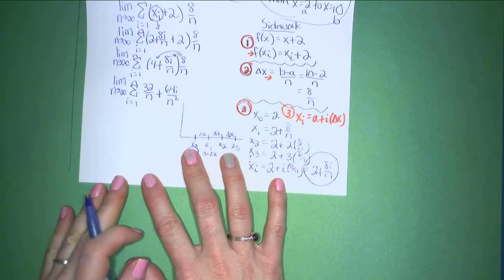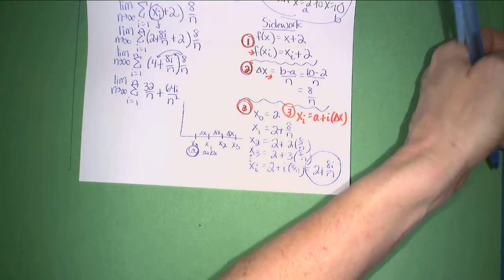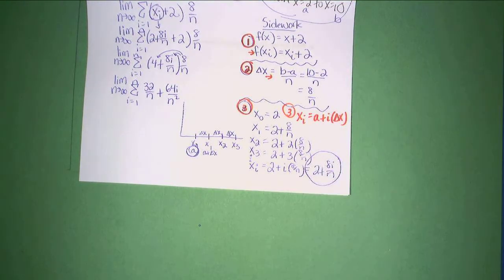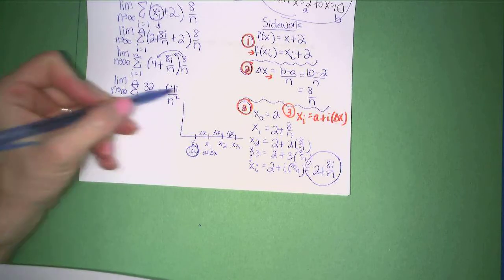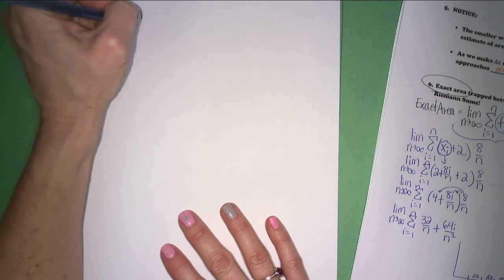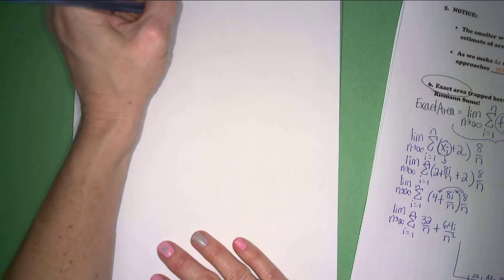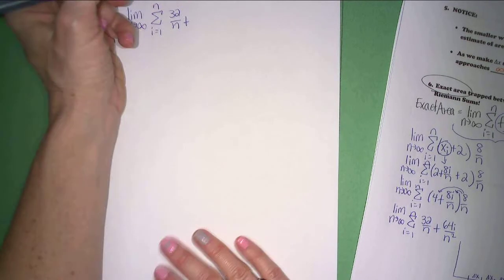Okay. Now, I'm running out of room, so I'm actually going to bring in a separate sheet of paper here, and I'm going to recopy where I am. So I'm going to recopy that last step here. I have the limit as n approaches infinity of the sum from i equals 1 to n of 32 divided by n plus 64i divided by n squared.